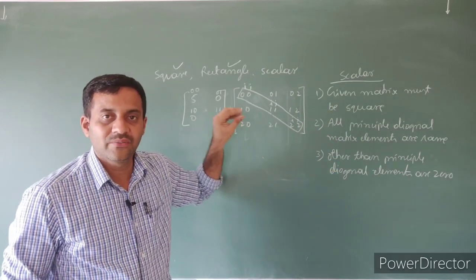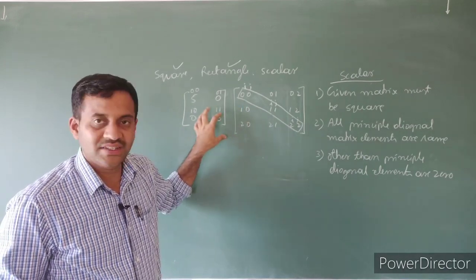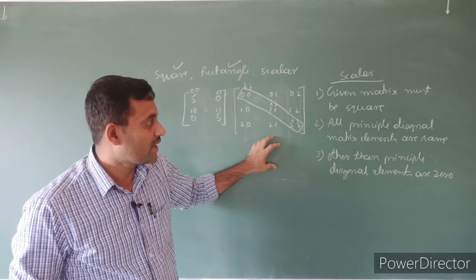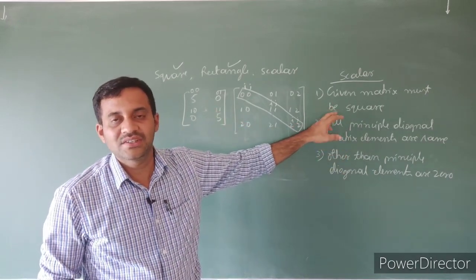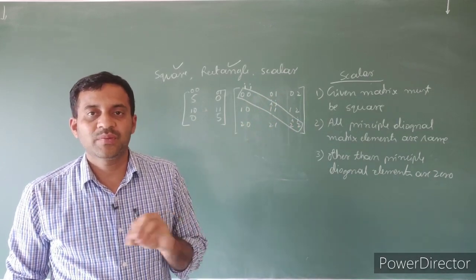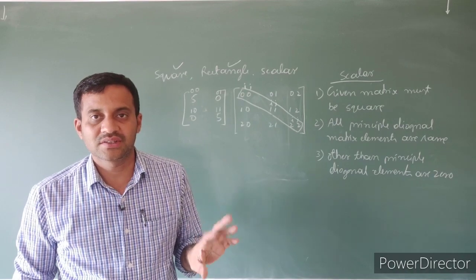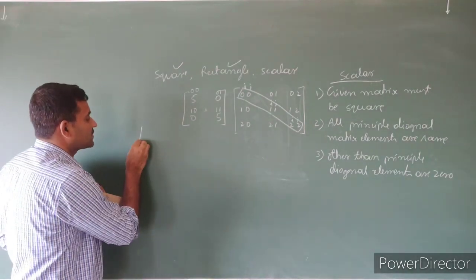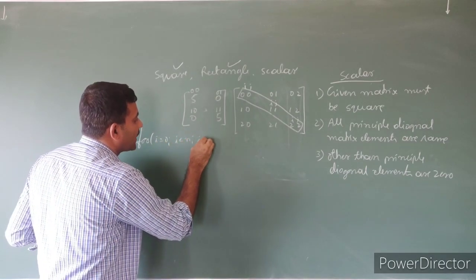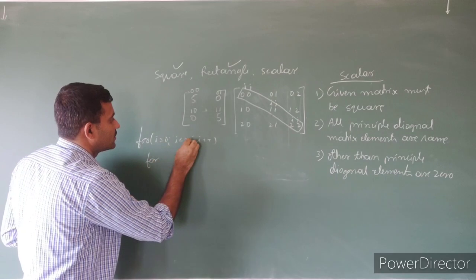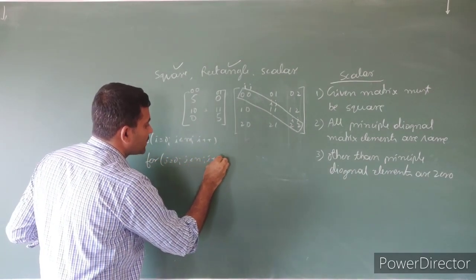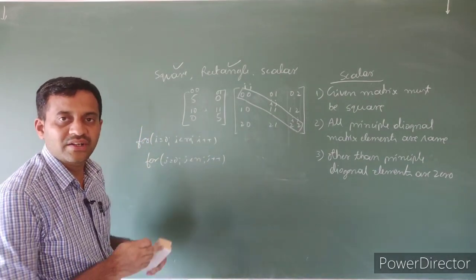See here what we have done. First, we assume that the given matrix is a scalar matrix. Then we have to verify if any one of the conditions is not satisfied, then our assumption is wrong, and we say the given matrix is not a scalar matrix. For that, first we have to access all the elements: for i equals 0, i less than n, i plus plus, and also j equals 0, j less than n, j plus plus. We have to access all the array elements.